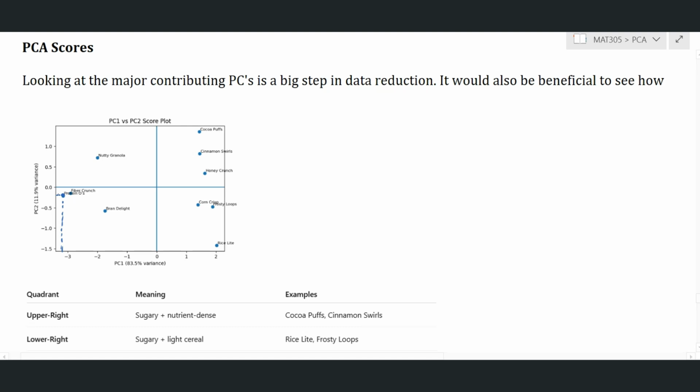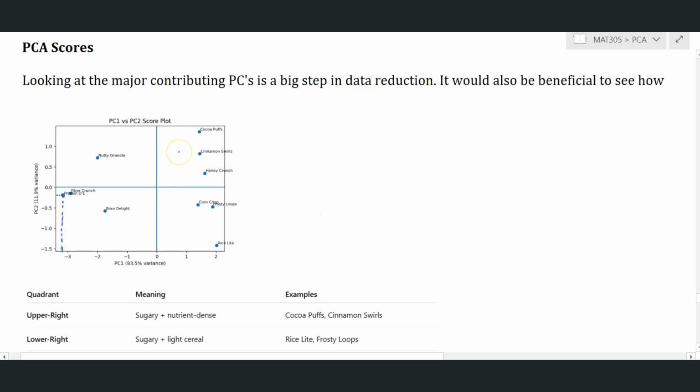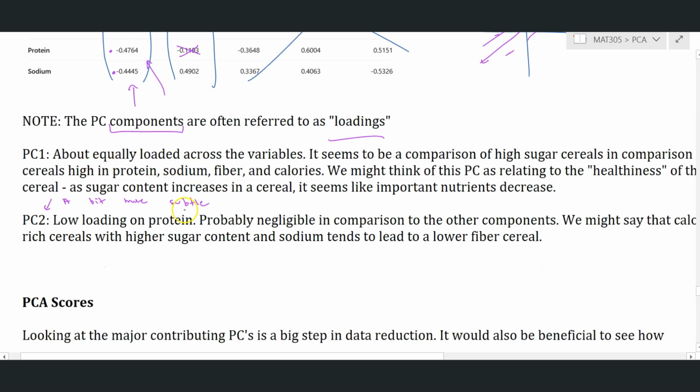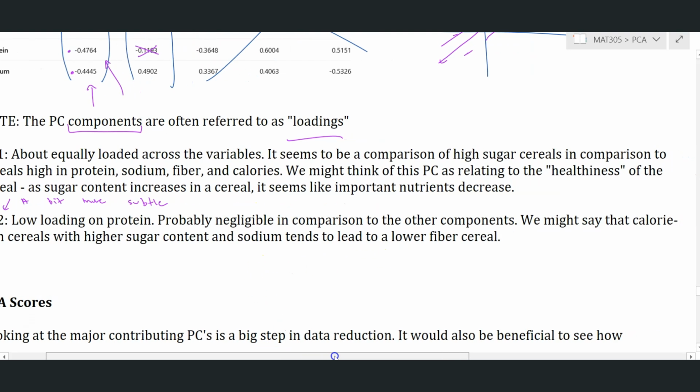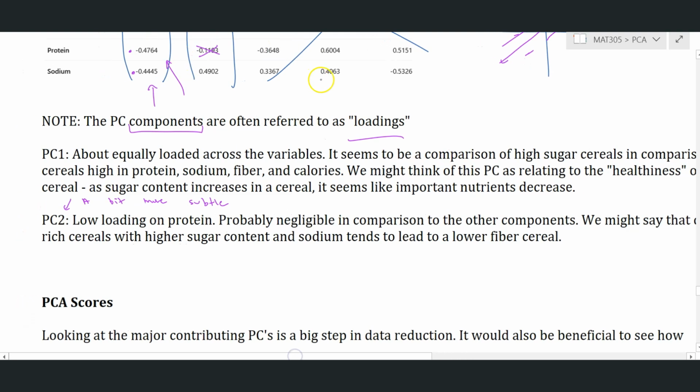All right, to better understand what this means and how this is going to help us, it might make sense to just take a look at the big picture of classifying these. So recall what PC1 and PC2 represented. We said that for PC1, we could think about the quote-unquote healthiness of the cereal. As sugar content increases, important nutrients decrease. So we could flip that. We could say that as nutrient scores increase, sugar content decreases.